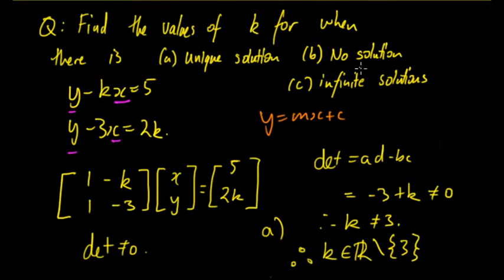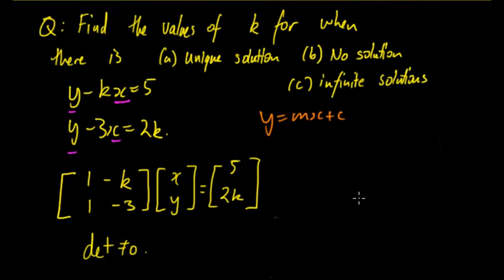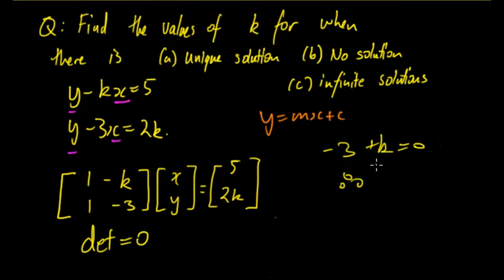Now we need to look at no solution or infinitely many solutions. So with no solution, it's the same thing as infinitely many solutions. We have to let the determinant equal 0 now. So that means negative 3 plus K has to equal 0. Therefore, K has to equal 3.